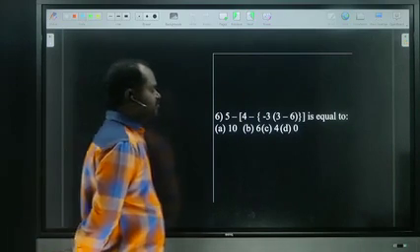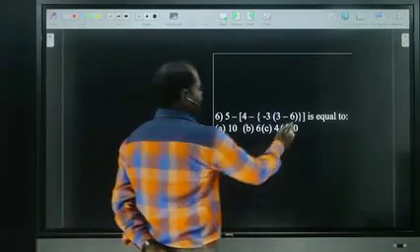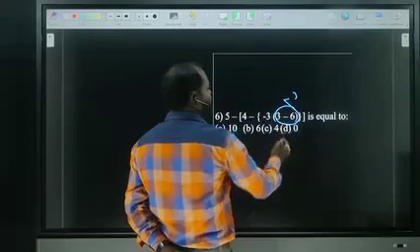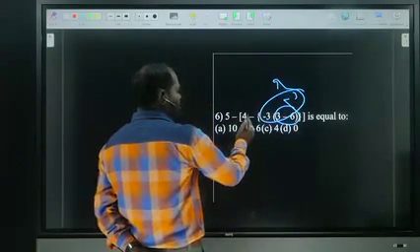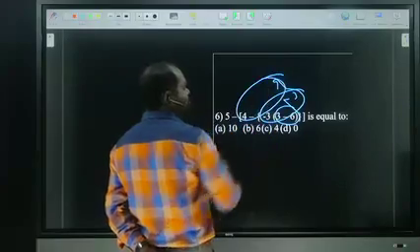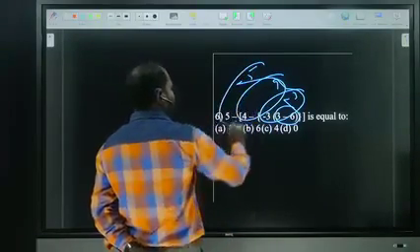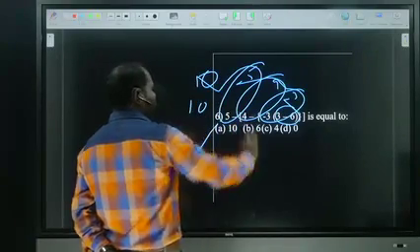So first preference, which bracket? Open. 3 minus 6 means how much? Minus 3. Minus into minus, plus 3 3s 9. 4 minus 9, how much? Minus 5. Minus of minus, plus 5, so plus 5 means 10. Answer is 5 plus 5, 10.